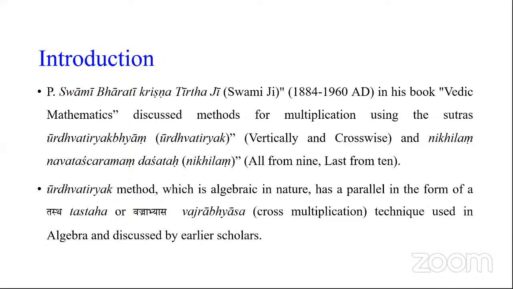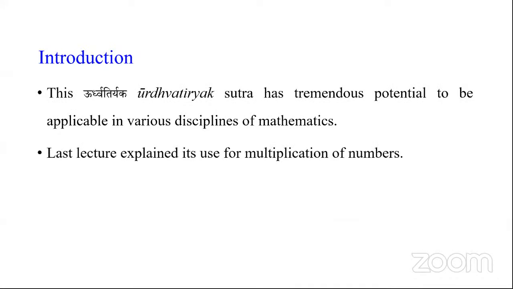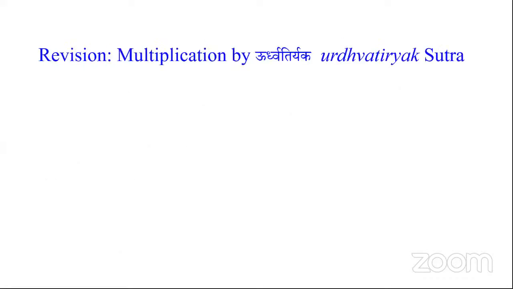But the same method applied to algebraic multiplication, means multiplication of two polynomials, is again a contribution of Swamiji. This Urdhva Tiryak method has tremendous potential, which is applicable in various disciplines of mathematics. I am sure the last lecture explained its use in multiplication of numbers. Today we study the use of mixed operations like sum of the products a into b plus c into d for numbers as well as for the algebraic expressions.